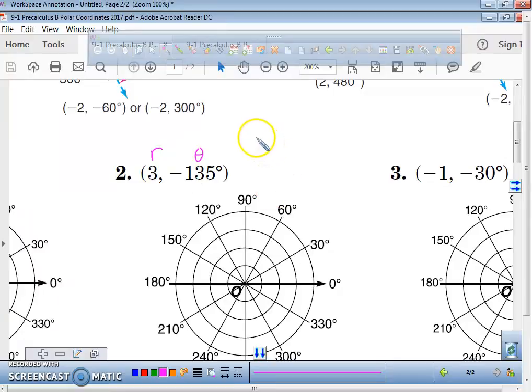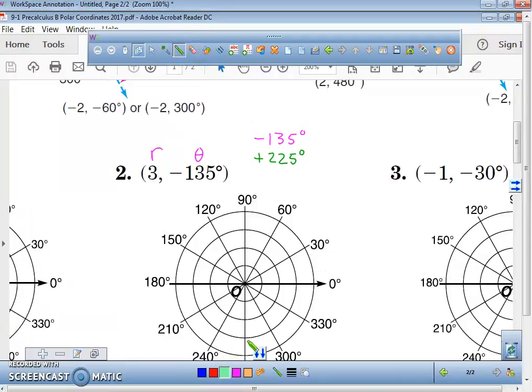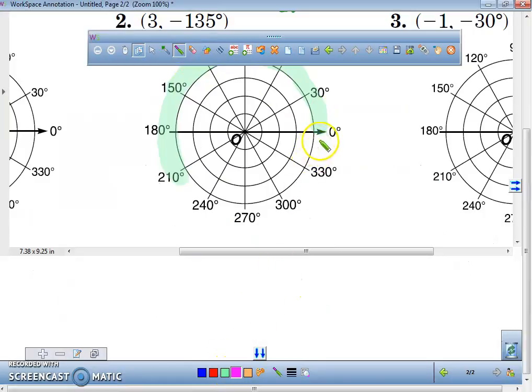Now, what I need you guys to understand is negative 135 degrees is the same as positive 225 degrees. So, if we were to start right here at 0 degrees, I'm going to highlight something on the outside. If I go positive what? 225. That's going this direction. That's going in which direction? The counterclockwise direction. You would end up right about there. Negative 135 would be going in the clockwise direction, 135 degrees.